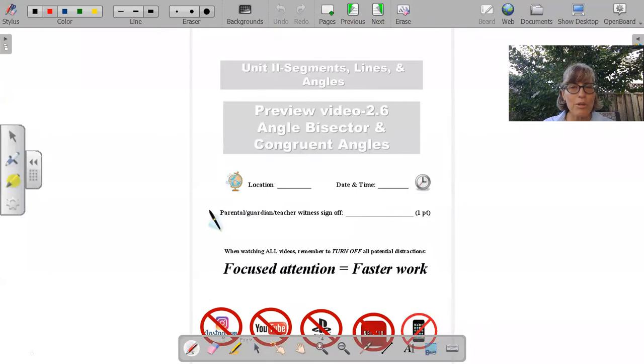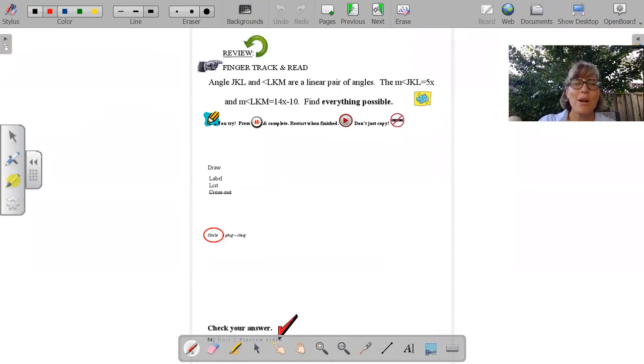Taking a look here, don't forget your parent's signature. All right, students, this page you're doing on your own. Pause the video, restart when you're done.